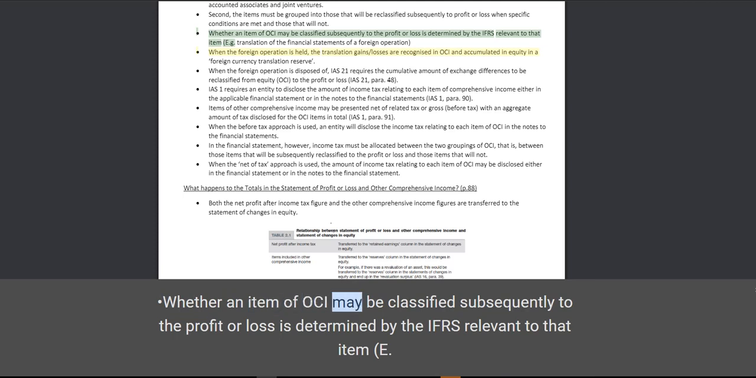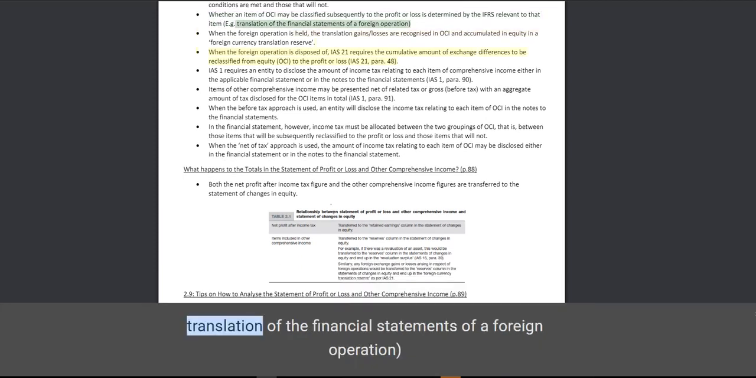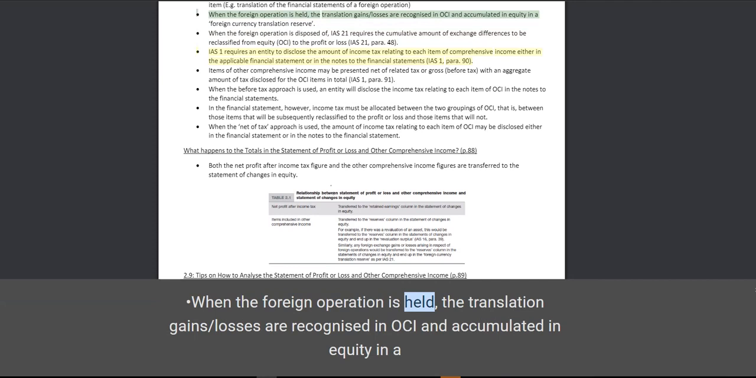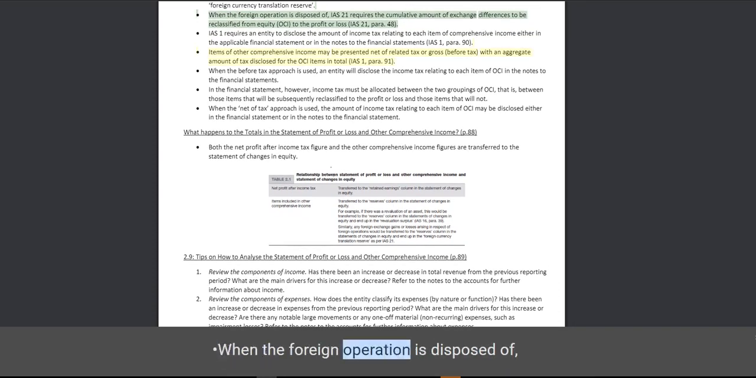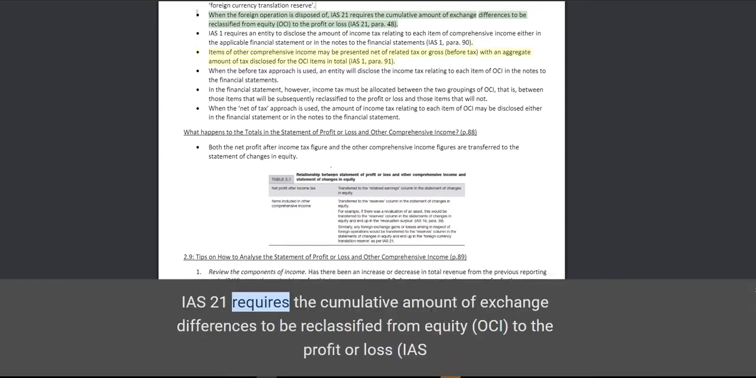Whether an item of OCI may be classified subsequently to the profit or loss is determined by the IFRS relevant to that item. For example, translation of the financial statements of a foreign operation. When the foreign operation is held, the translation gains and losses are recognized in OCI and accumulated in equity in a foreign currency translation reserve. When the foreign operation is disposed of, IAS 21 requires the cumulative amount of exchange differences to be reclassified from equity OCI to the profit or loss.